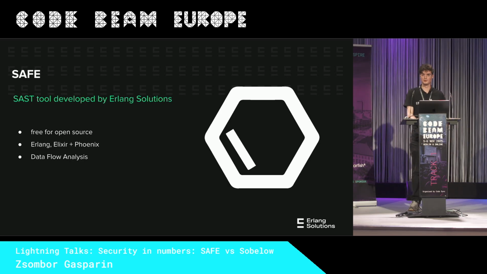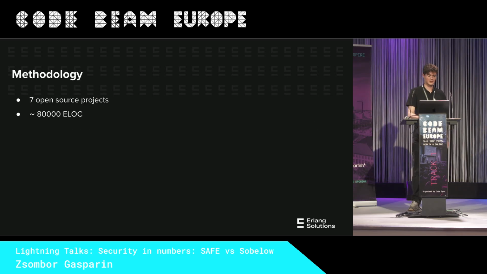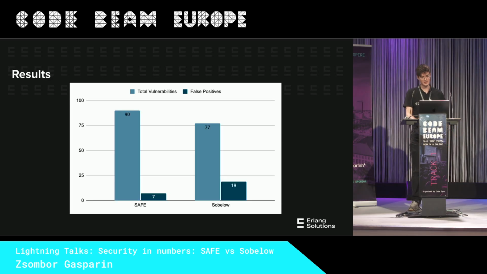So we wanted to compare these two tools. What we did is we analyzed 7 open source products with these two tools. Together, they are around 80,000 lines of code, effective lines of code. That means that we don't count things like comments or documentation, but really the lines that are actually running. And here are the results.